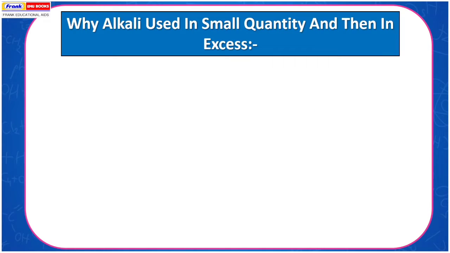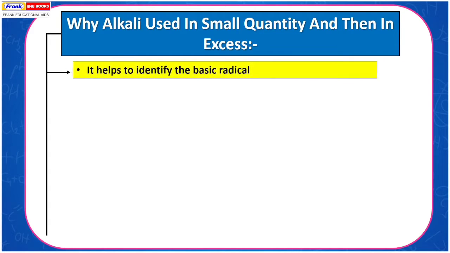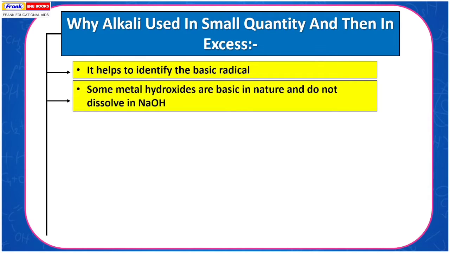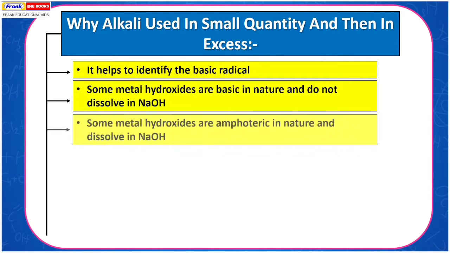Why is alkali used in small quantity and then in excess? It helps to identify basic radical. Some metal hydroxides are basic in nature and do not dissolve in NaOH. Some metal hydroxides are amphoteric in nature and dissolve in NaOH.